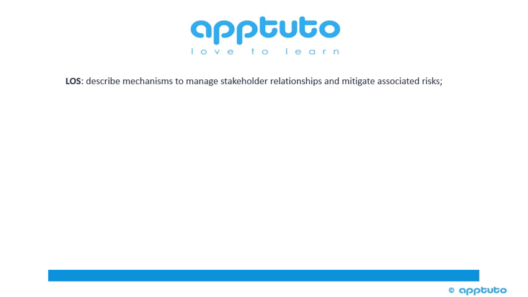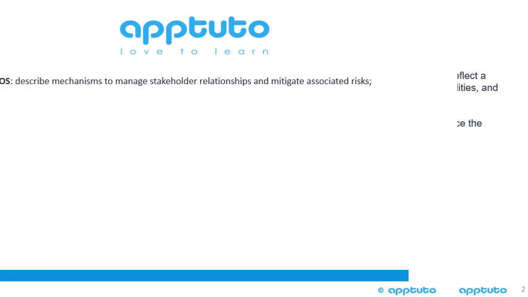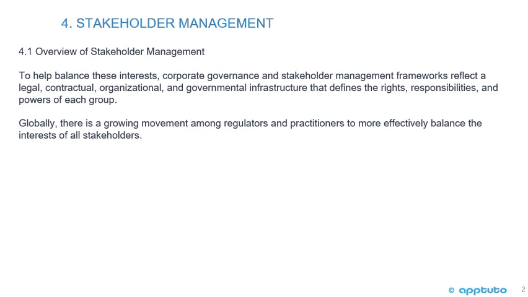This LOS is to describe mechanisms to manage stakeholder relationships and mitigate associated risks. Overview of stakeholder management. To help balance these interests, corporate governance and stakeholder management frameworks reflect a legal, contractual, organizational, and governmental infrastructure that defines the rights, responsibilities, and powers of each group. Globally, there is a growing movement among regulators and practitioners to more effectively balance the interests of all stakeholders.